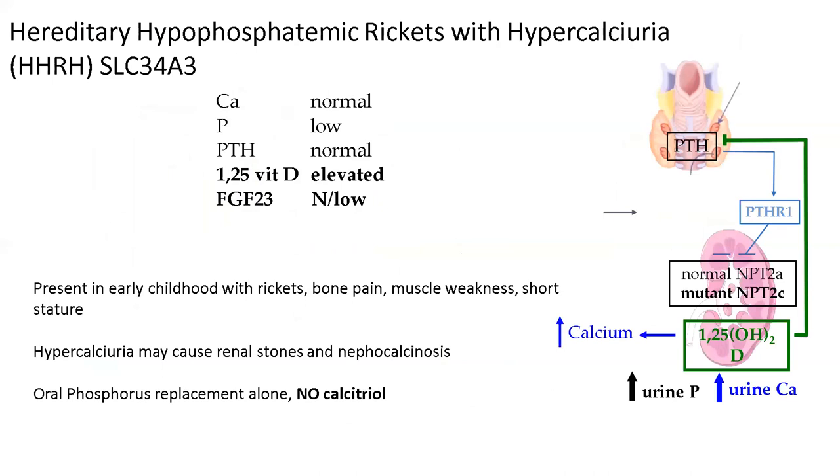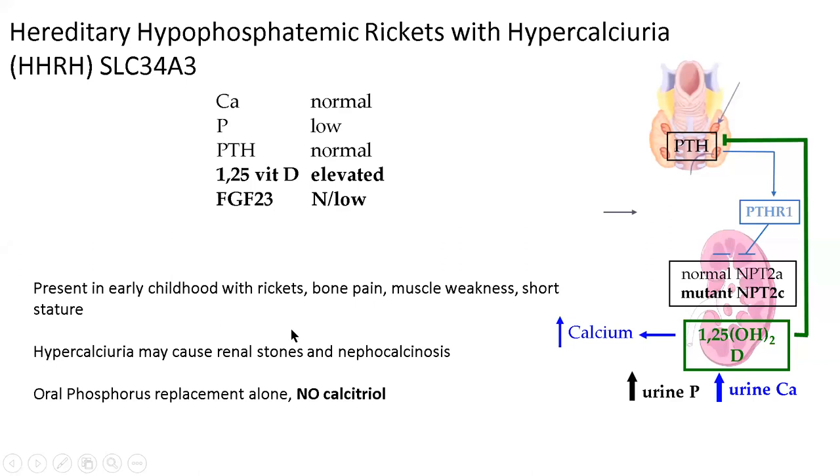So a word on hereditary hypophosphatemic rickets with hypercalciuria. This is one kind of rickets which is FGF23 independent. Why? Because the main reason is a mutation in this particular gene, which causes abnormal sodium-dependent phosphate cotransporter 2C. So this receptor is mutated, and hence we have increased urinary loss of phosphate, and we get hypophosphatemia.